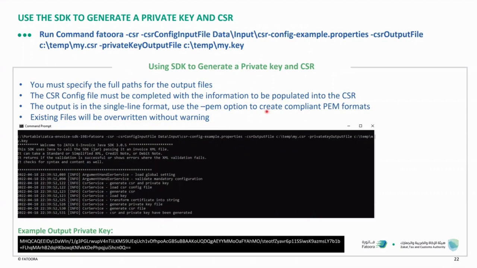Finally, here we have a sample of how to generate a private key and a CSR. Again, we're going to run the command FATOORA -csr with the configuration file and the output. Here you have the path of the CSR configuration file that you have, and then you have the output and the second parameter, which is this one. You'll have the key outputted there. This is an example of how the private key would eventually look.